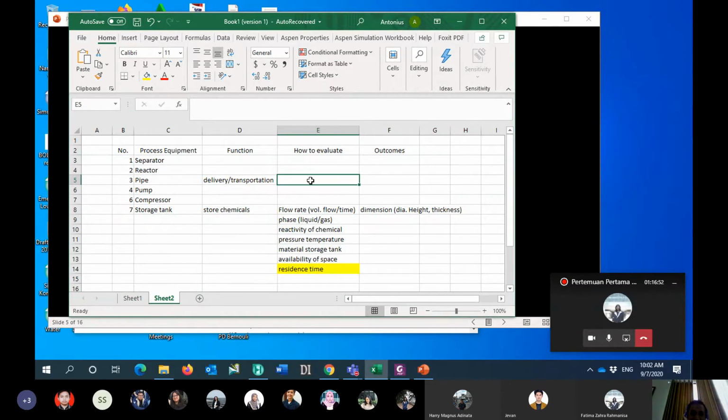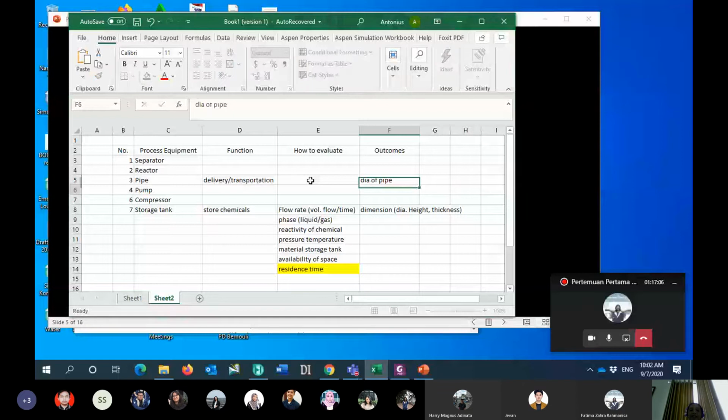Okay, so again, you have to answer about how to evaluate that. The outcome will be the dimension of the pipe, for example, the diameter. Is it correct? The outcome will be the diameter of the pipe. Correct? Yes, sir. So now, what is the method to evaluate? How is the way to evaluate?